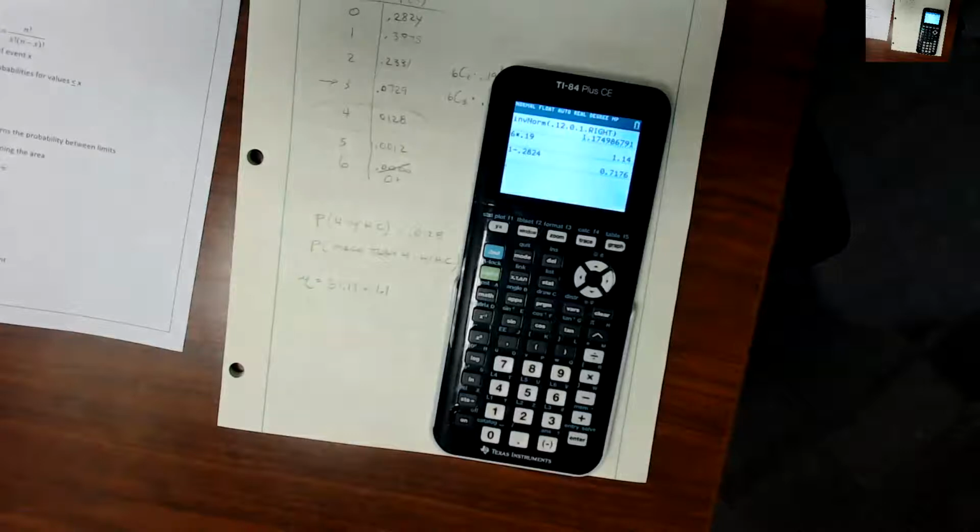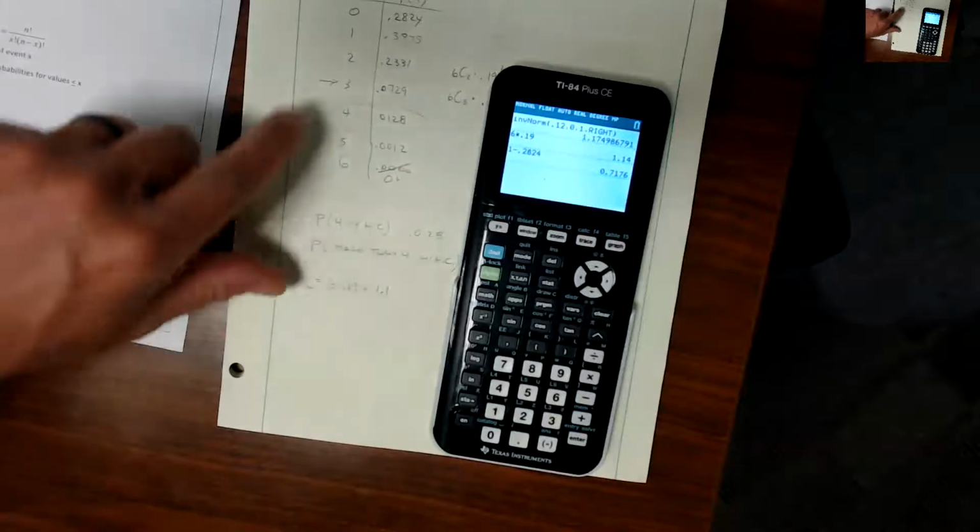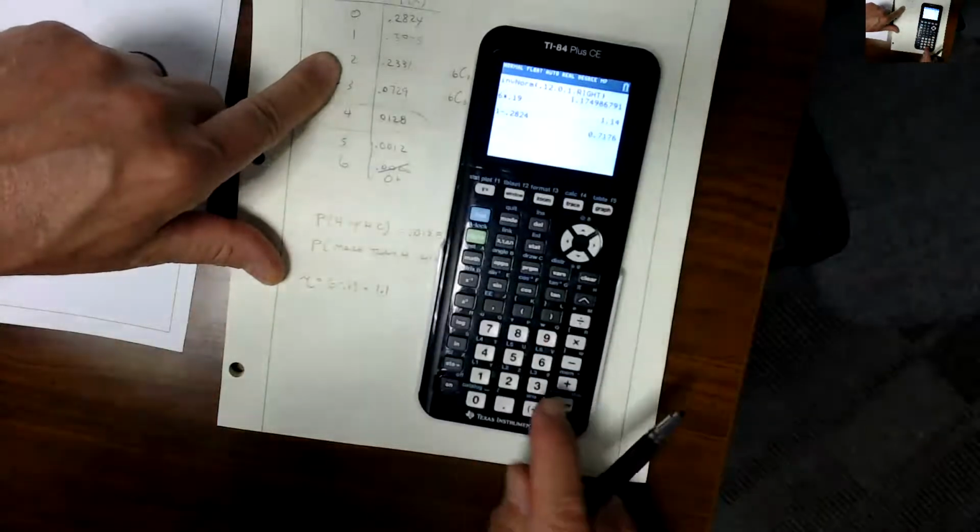Can we do it when it's "at least" something? Is it always going to be 1 minus the 0, or is it? So what if I said at least 2? What's the probability that I have at least 2 kids that have high cholesterol? Well, at least 2 includes 2. So here are my 2 choices.